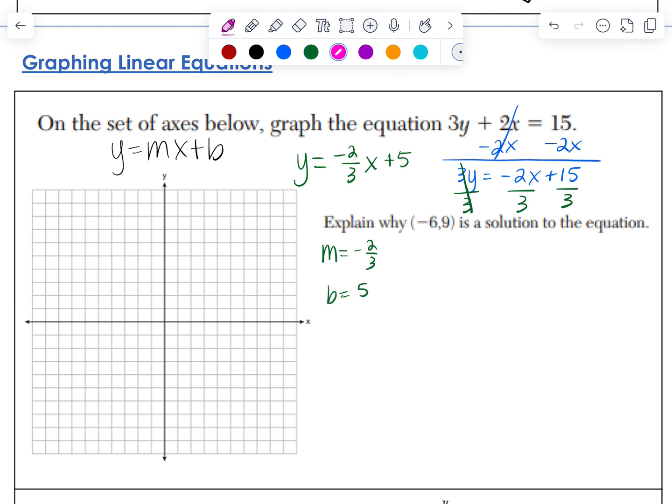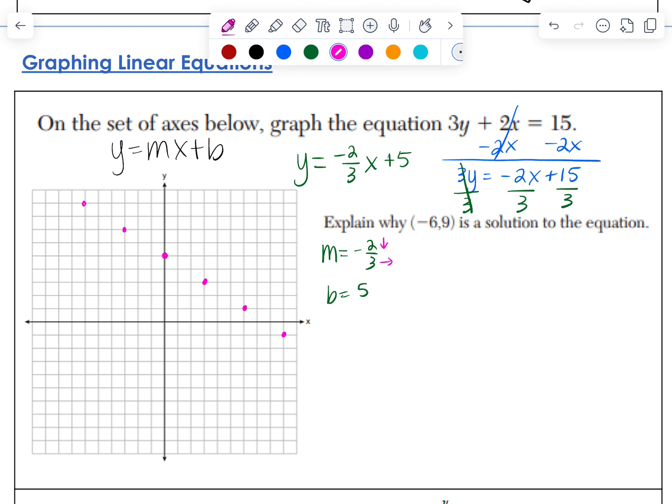So I'm going to begin at 5. We count up 1, 2, 3, 4, 5 and place a dot. And I'm going to go down and to the right. Down 2, to the right 3. Down 2, to the right 3. Continuing that pattern. Once I can't do any more in this direction, I'm going to go up and to the left instead. Up 2 to the left 3. Up 2 to the left 3.